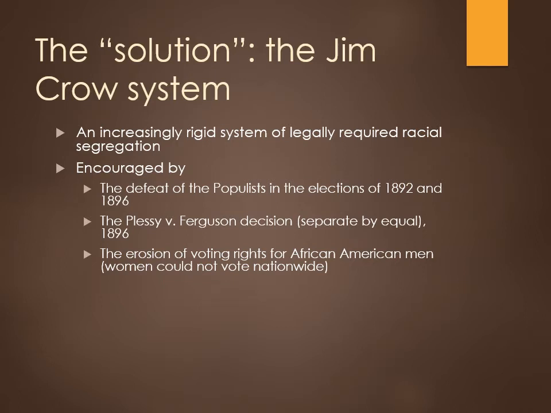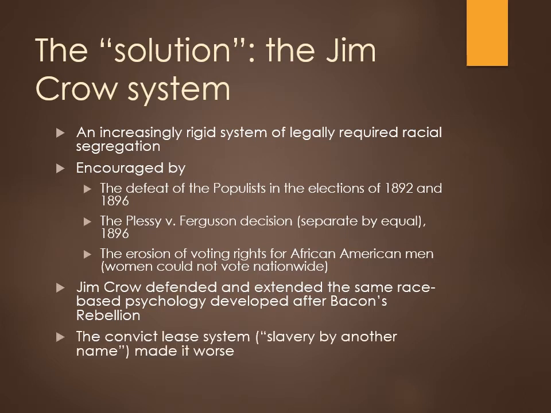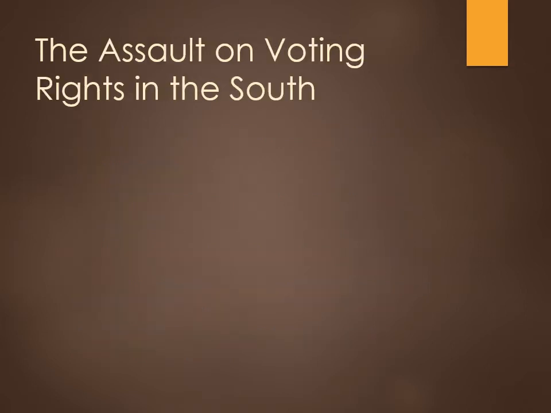Now, during this period, there was a significant erosion of voting rights for African American men. The Jim Crow system, as I said, defended and extended the same race-based psychology developed after Bacon's Rebellion. They're going back to the same playbook. Now, you will also read in an excerpt from a book called Slavery by Another Name about the convict lease system. So keep this in mind when you read that piece. It made matters worse. Let's talk about the assault on voting rights in the South.